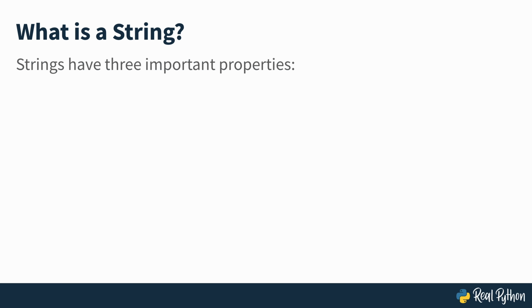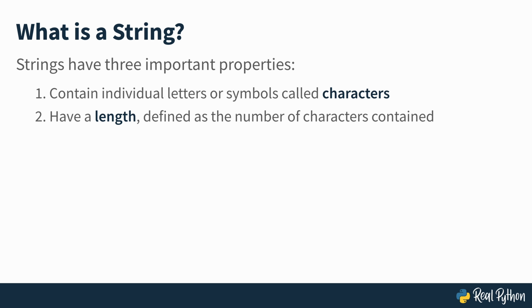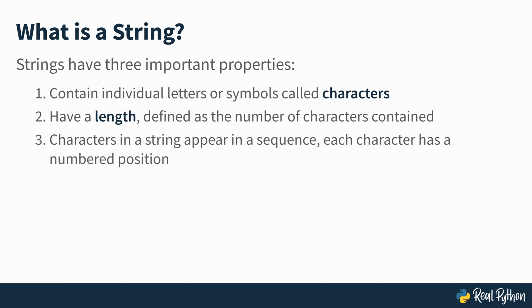Strings have three important properties. They contain individual letters or symbols called characters. They have a length defined as the number of characters that are contained within the string. And those characters within a string appear in a sequence. Each character has a numbered position. It's called an index.